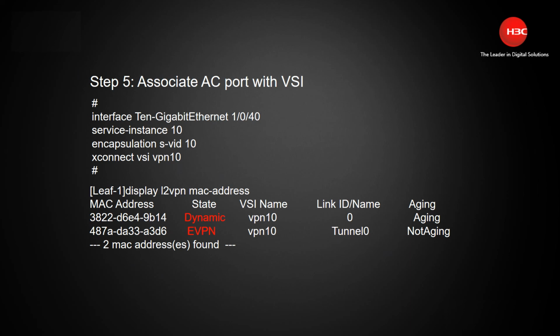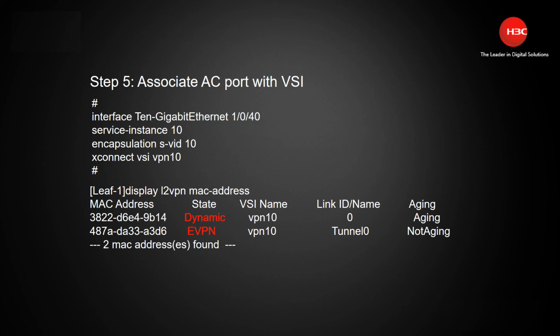Step 5. Associate AC port with VSI. In order to ensure that packets can enter the corresponding VSI, the AC port needs to be associated. Configure the service instance first, then configure the matching rules, and finally associate with the VSI. Through this configuration, packets with VLAN 10 tags on the outer layer can enter VSI VPN10 for forwarding.